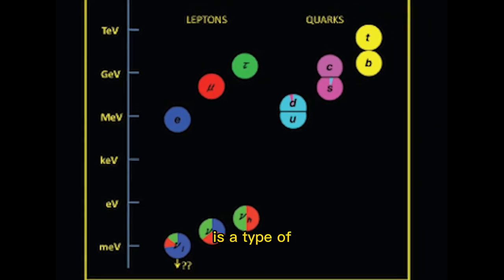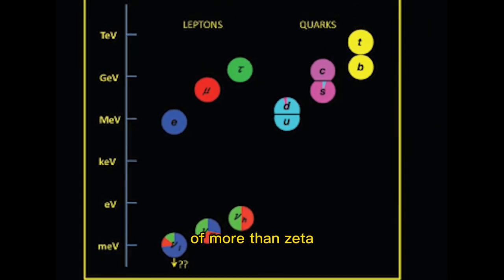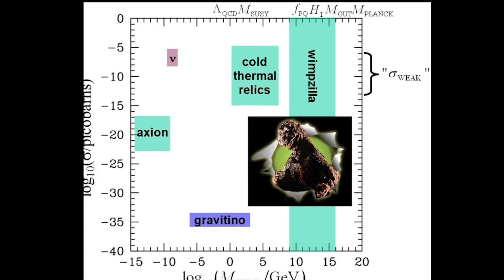Light dark matter is a type of dark matter that has a mass of less than 1 gigaelectronvolt. Superheavy dark matter is a type of dark matter that has a mass of more than a zettaelectronvolt.